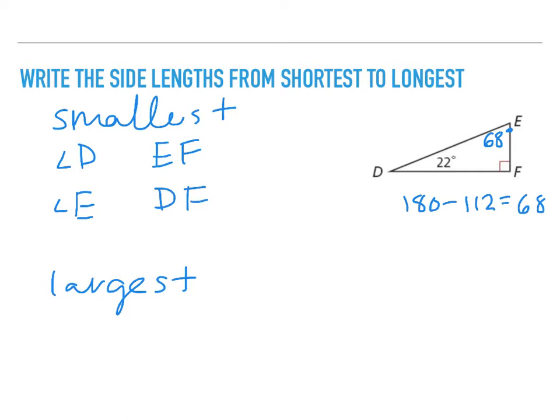And then what's our largest angle? Angle F. Remember, this box means that it's 90 degrees. So 90 degrees would be our largest angle. And what side's opposite of angle F? DE. So how would we write from shortest to longest? EF, DF, then DE.